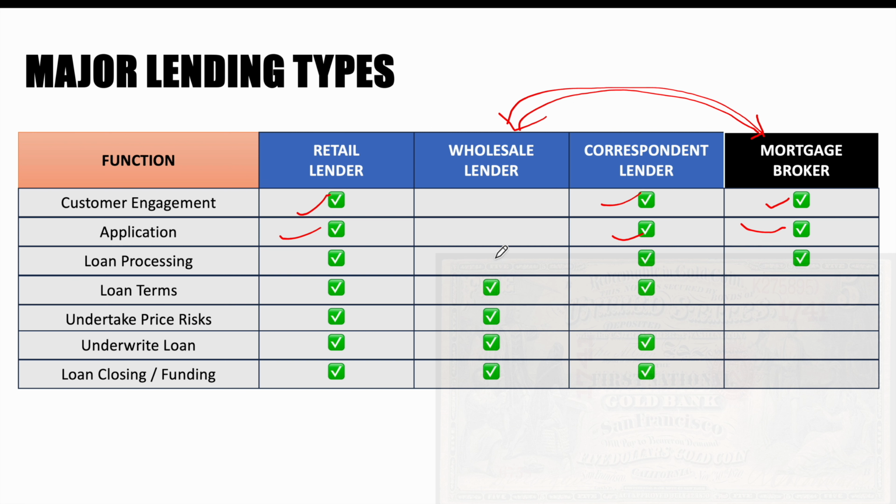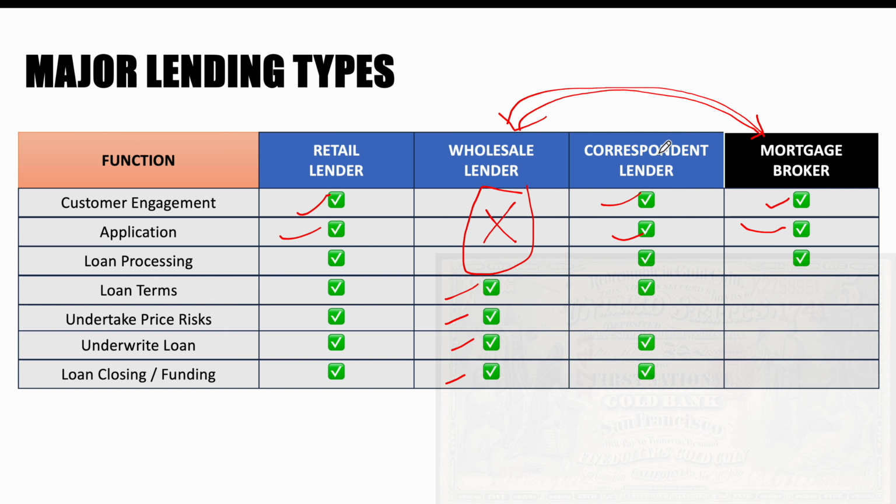Application and loan processing, okay. But loan terms, because essentially money is coming from whom? It is coming from the wholesale lender itself. So loan terms, undertaking price risk, underwriting loans, loan closing and funding are all applicable, and would be done by the wholesale lender. Because it's a retail lender, everything is applicable. It is clear. For the wholesale lender, the customer engagement is missing. That is not applicable because it takes the help of a mortgage broker.